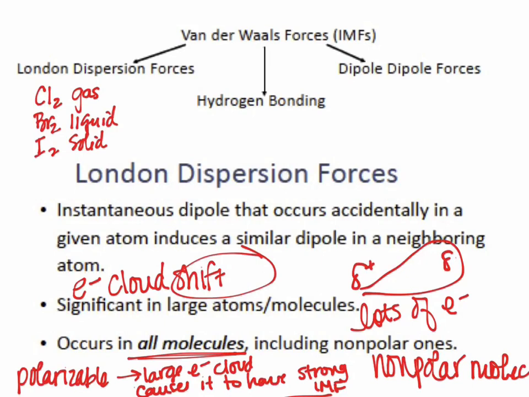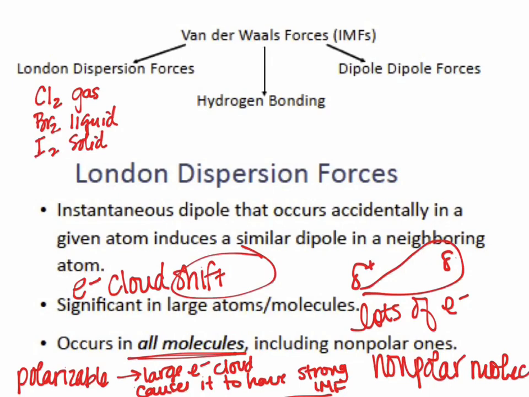If you look at that, why is iodine a solid at room temperature, whereas chlorine is a gas? They're all nonpolar molecules, right? So they all have what type of force going on in them? London dispersion. But why is one a gas, one a liquid, and one a solid? They all have the same intermolecular force. What is making them different? Which one's larger? Iodine.